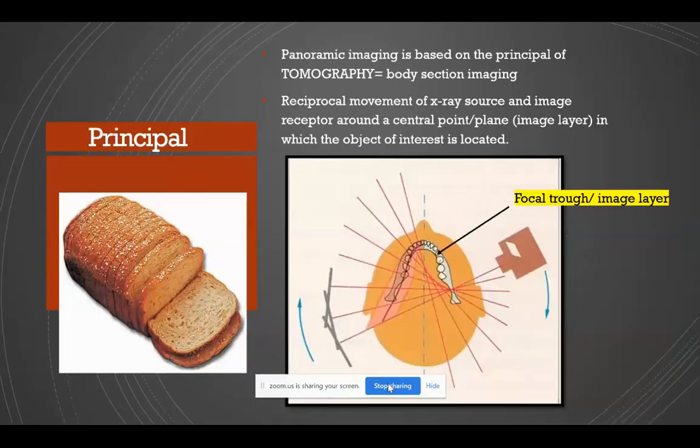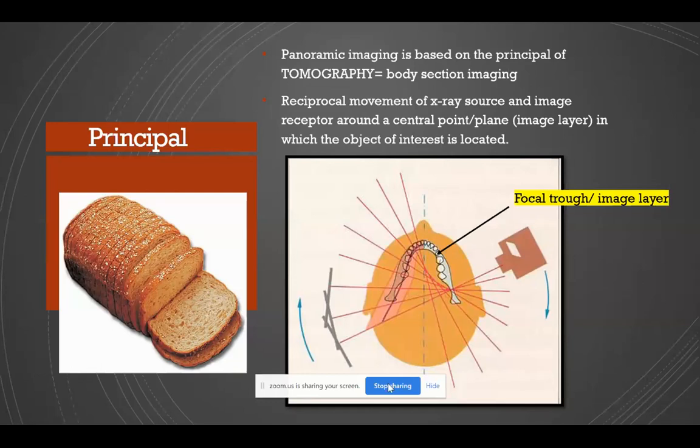Right, so moving on to the principle of panoramic radiography, it is based on the term tomography, which means body section imaging. It is like actually having this loaf of bread, and you're able to individually see one slice of the bread and able to see the structures within that particular slice.